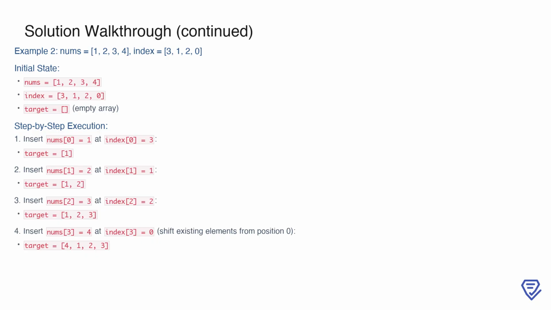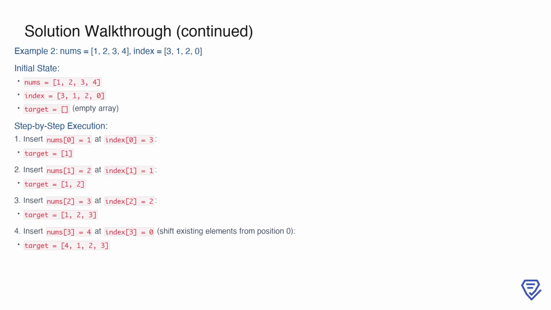3, 1, 2, 0. Initially, the target array is empty. The first step is to insert nums[0], which is 1, at position index[0], which is 3. Since the target is empty, it simply becomes 1. Next, we insert nums[1], which is 2, at position index[1], which is 1. This updates the target to 1, 2.